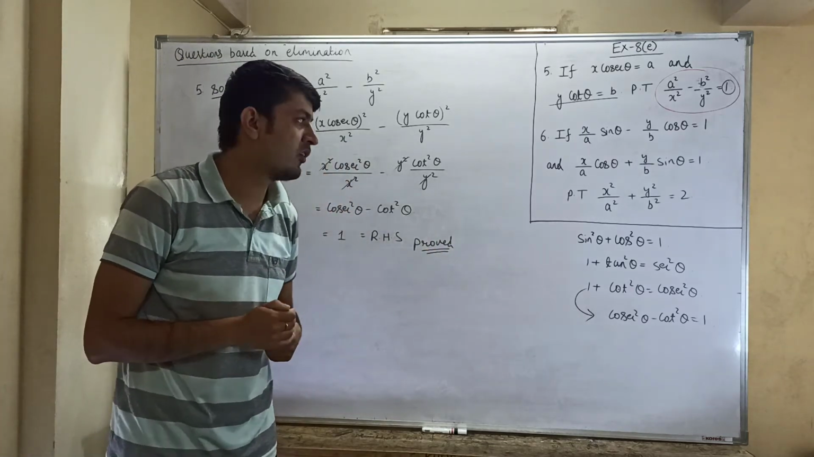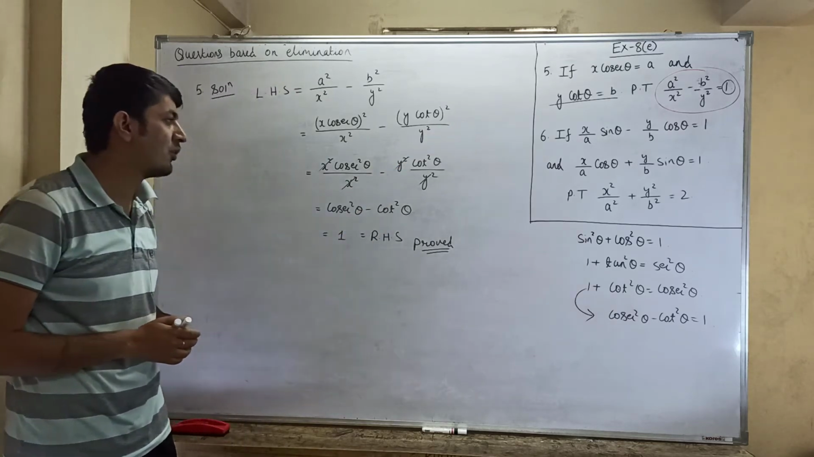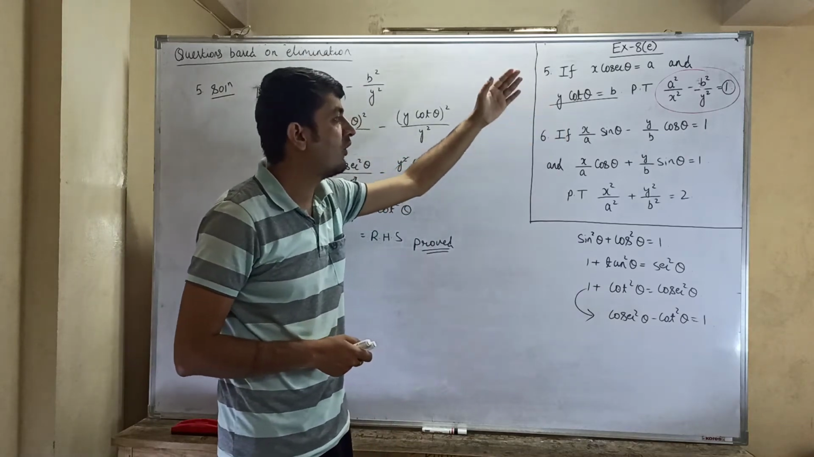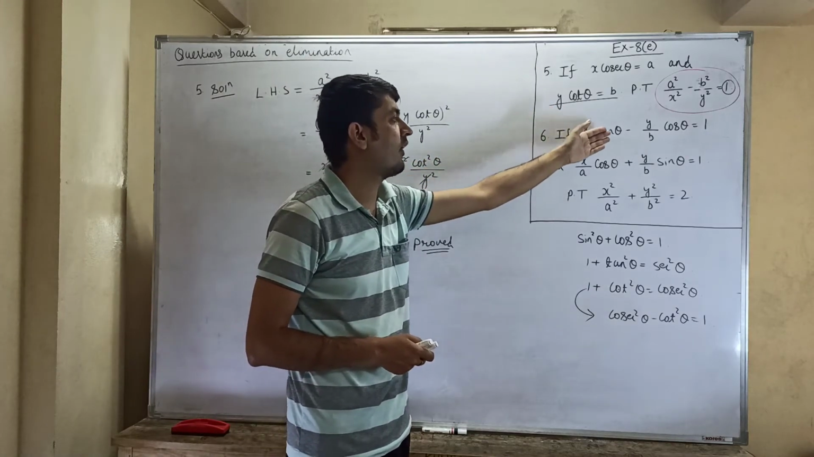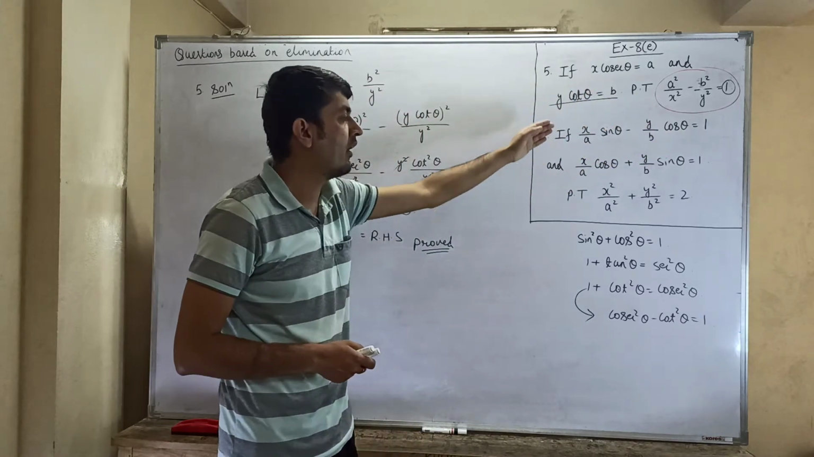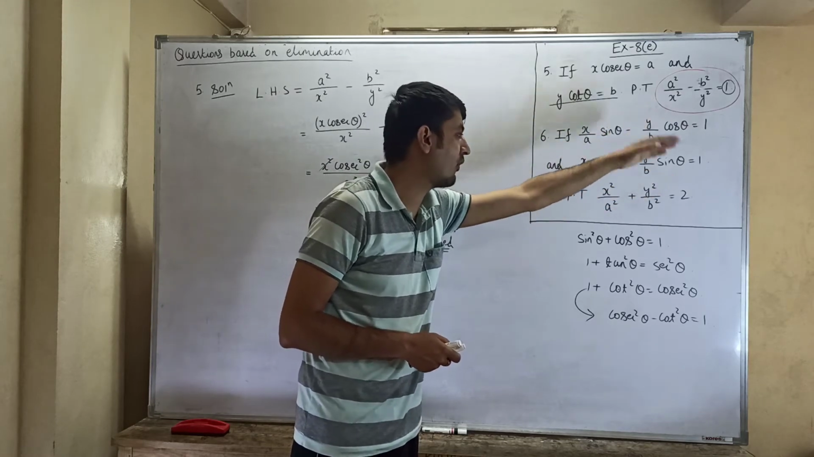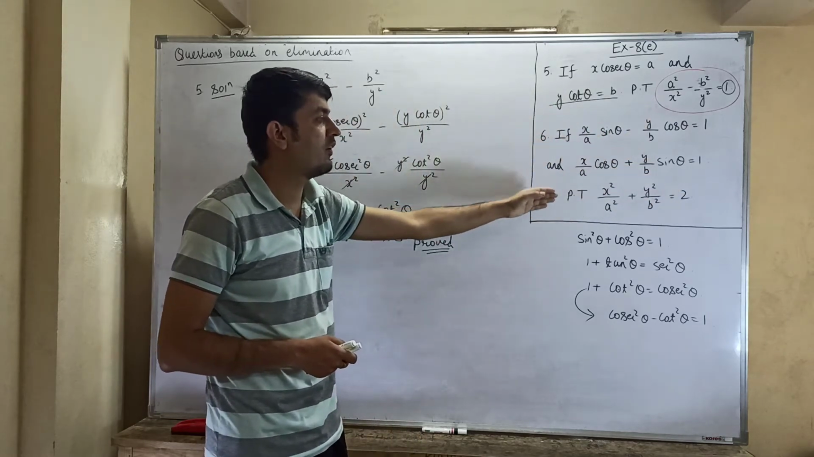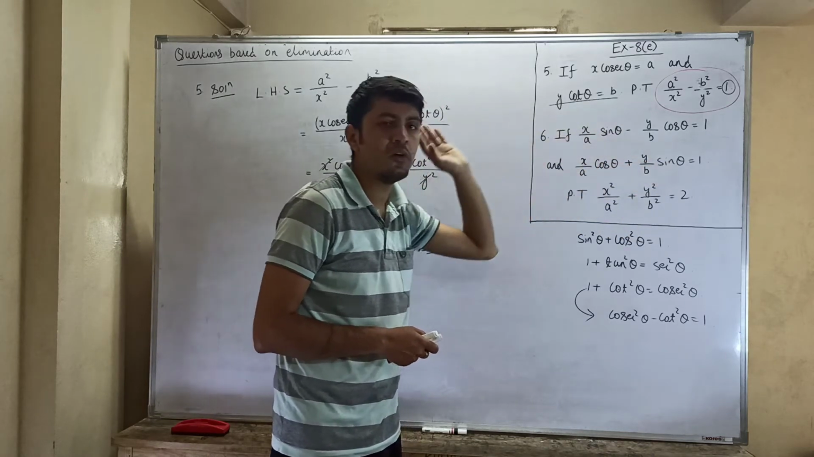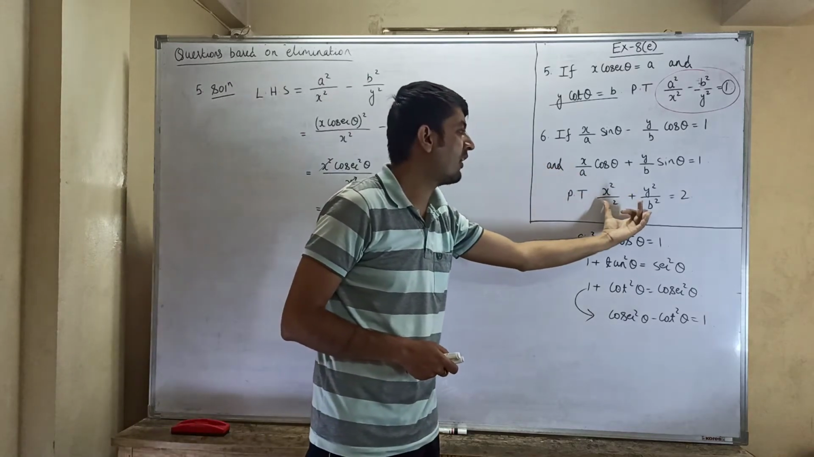Now let us move to the next one, a different type of problem, that is question number 6. Let me go through the question. What is given? If x by a sin theta minus y by b cos theta is equal to 1, and x by a cos theta plus y by b sin theta is equal to 1, then prove that x square by a square plus y square by b square is equal to 2. So what you will be doing is, you start with your left hand side.